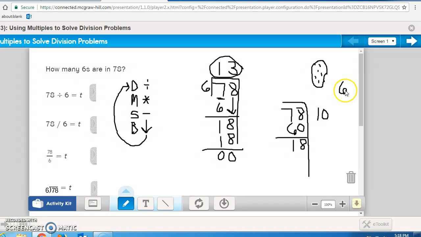And again, how many groups of 6 can I get into 18? We already know that that is 3. Again, I multiply. 6 times 3 is 18. I subtract. Now, what's my total answer? Well, it's 10 plus 3, which is 13. No matter which way I figure it out, my answer will still be the same.